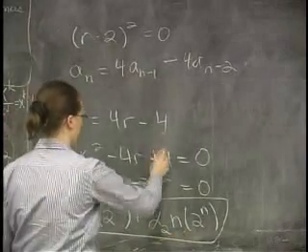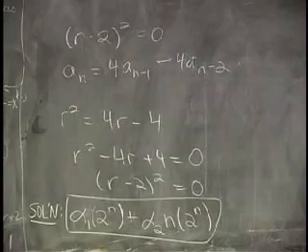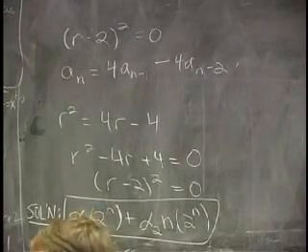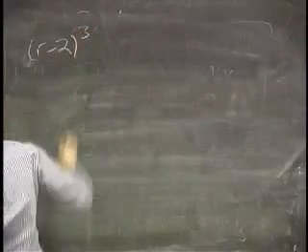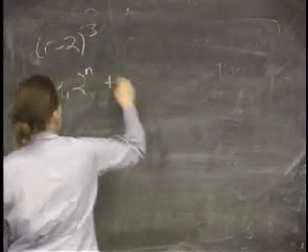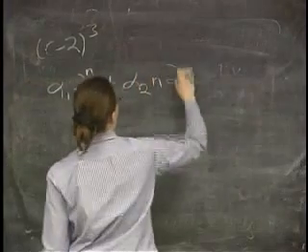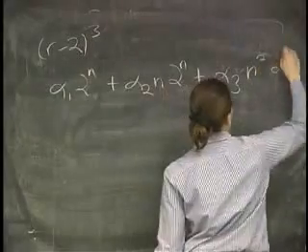So if I had, if you don't remember partial fractions, then don't worry about this. Okay, so the same thing happens. If we had r minus 2 cubed, we'd end up with something like alpha 1 times 2 to the n plus alpha 2 times n times 2 to the n plus alpha 3 times n squared 2 to the n.